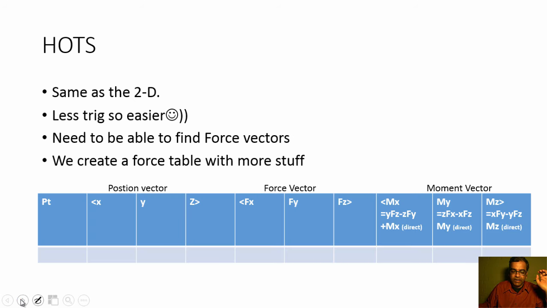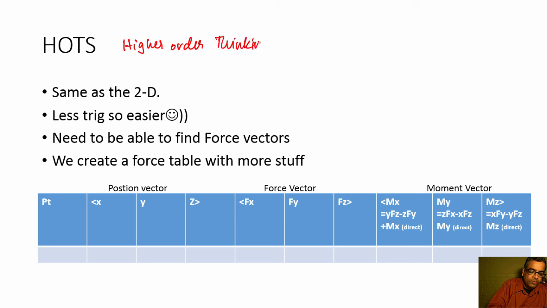So the HOTS, remember HOTS means higher order thinking skills. The higher order thinking skill is the following: it's the same as 2D. There is no difference. So actually there is less trig, so it's easier.